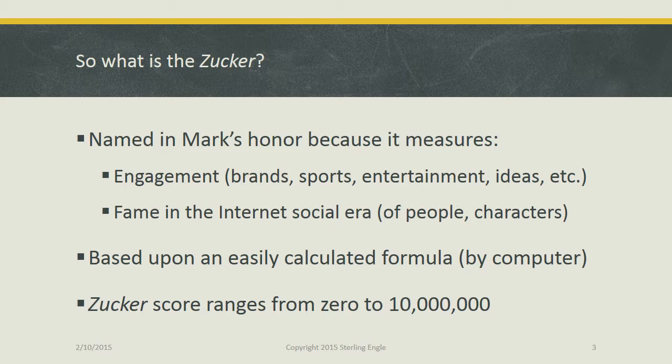It's based upon a formula that can easily be calculated by a web server on demand by scanning a small number of web pages. Zucker ranges from 0 to 10 billion. Theoretically, for people like Katy Perry, currently #1 on Twitter, with almost 65 million followers today.